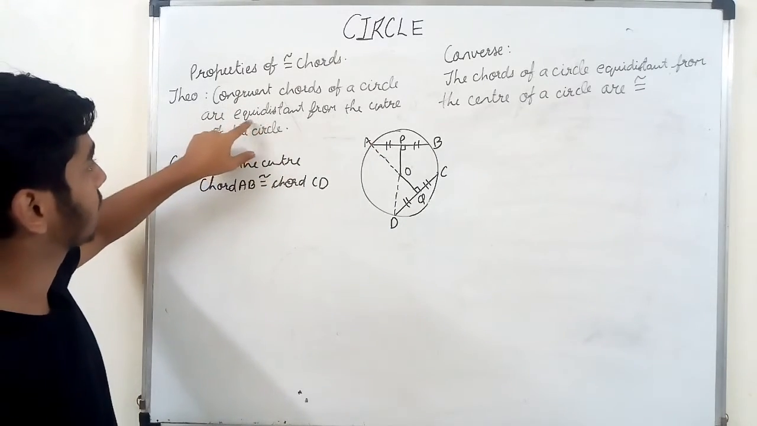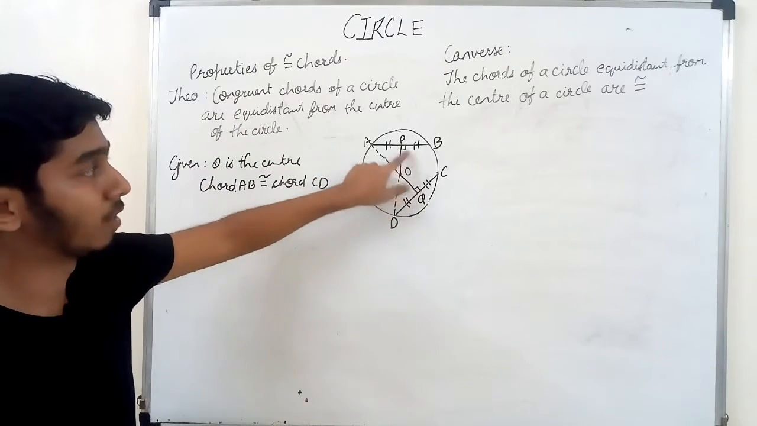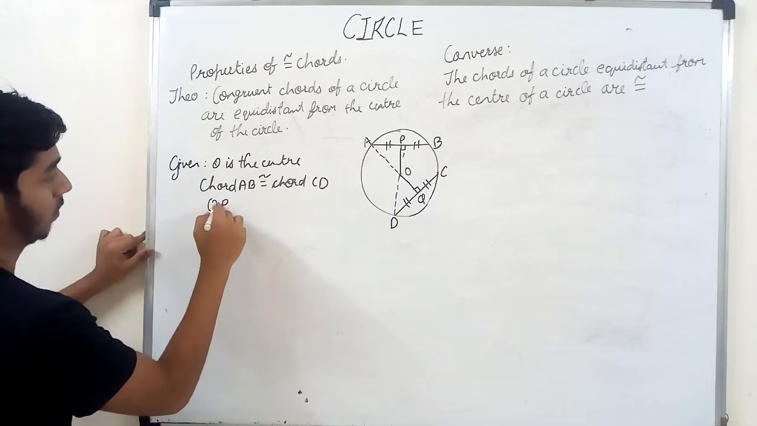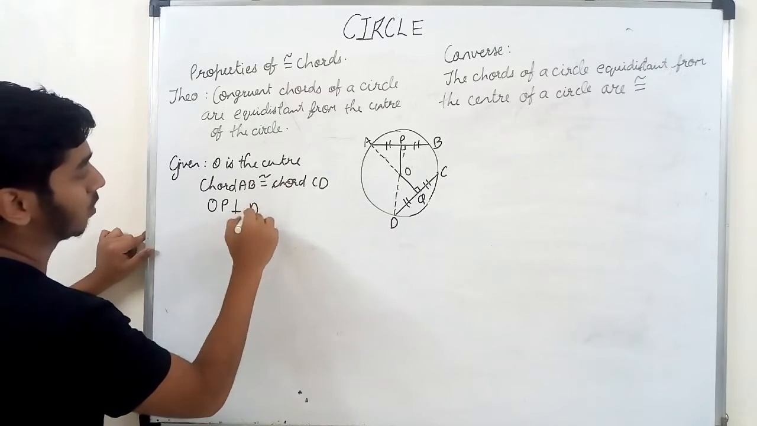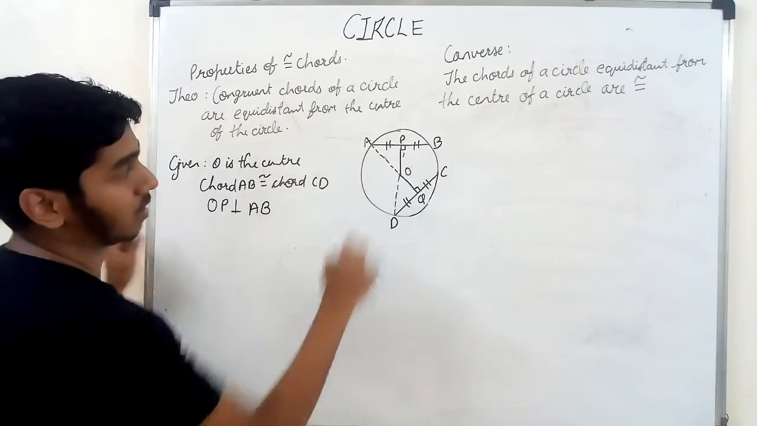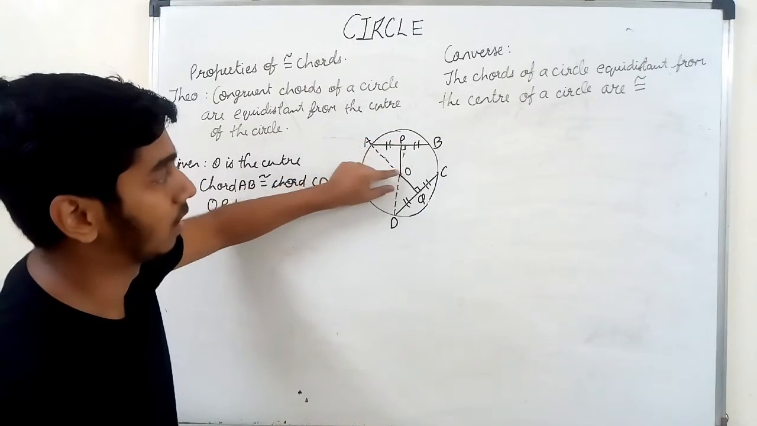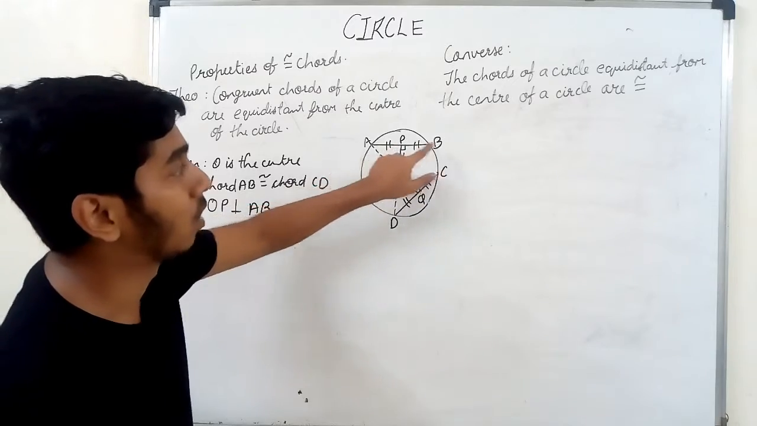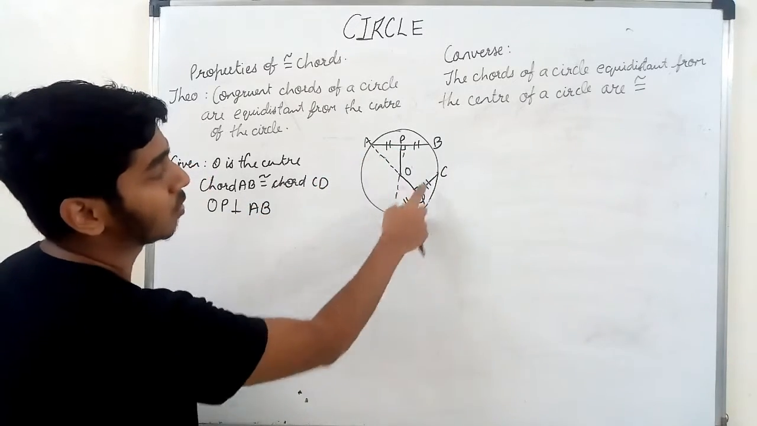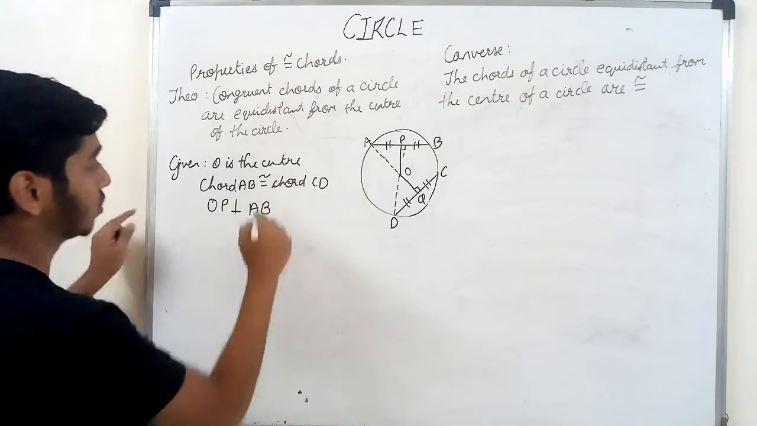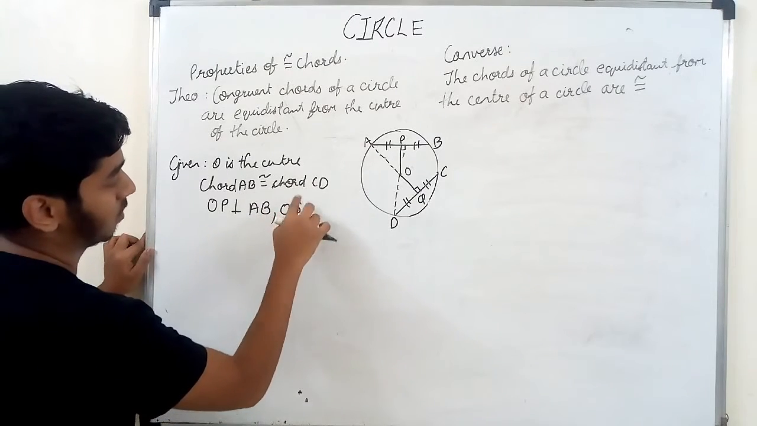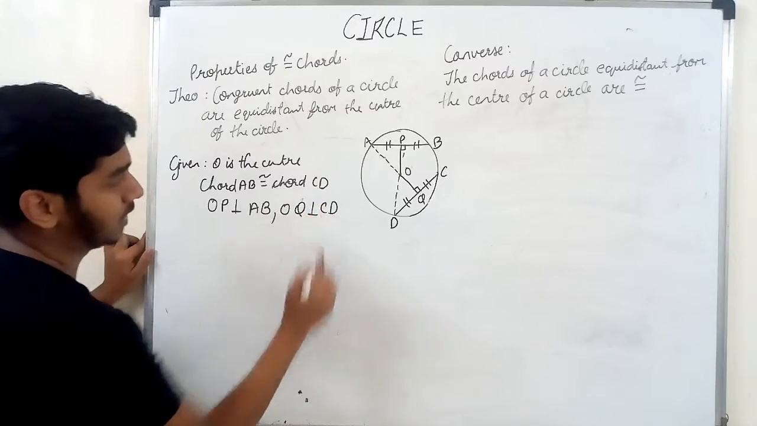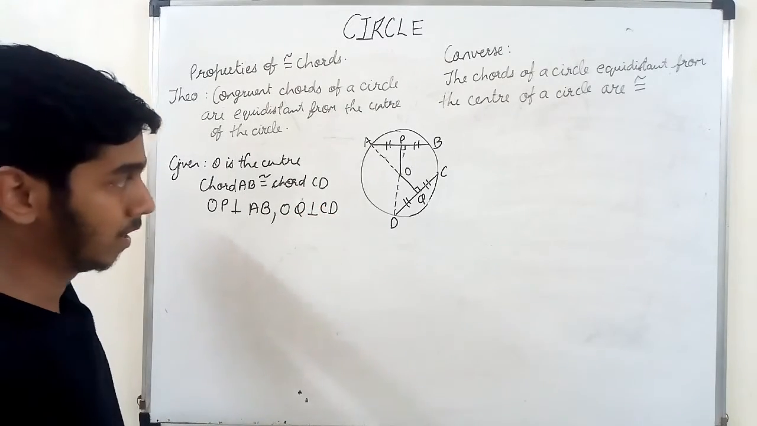Before that, also OP is perpendicular to AB, because it is a segment which is perpendicular on chord AB. In the same way OQ is perpendicular to chord CD. So that can be written: OQ is perpendicular to CD. So this is what is given.